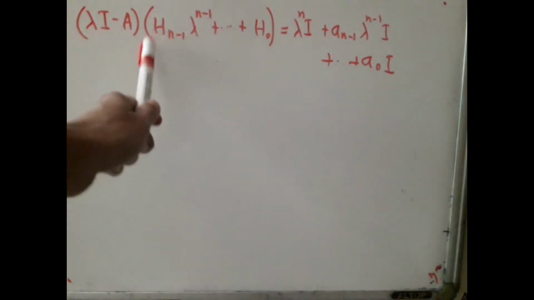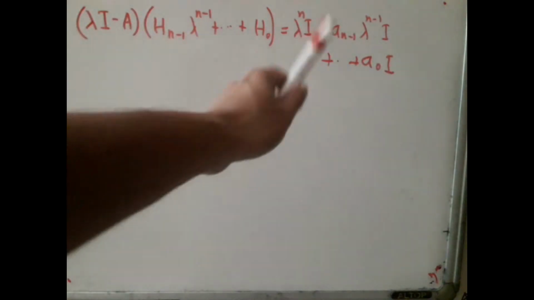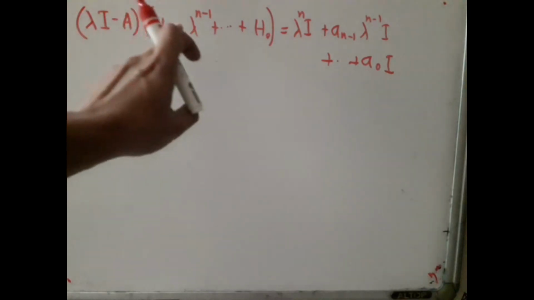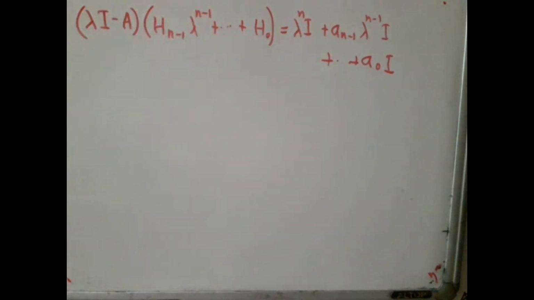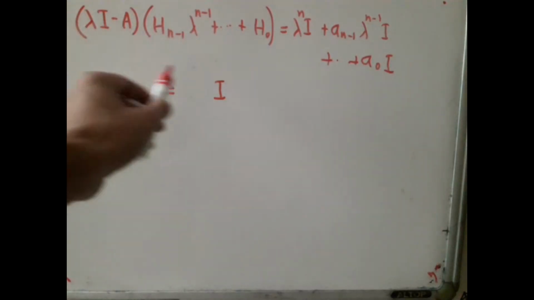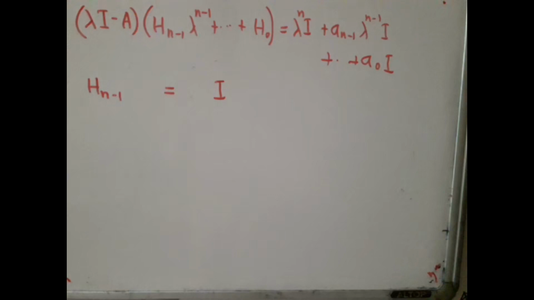Lambda I minus A times the adjugate is equal to the determinant times the identity. I have written both sides as polynomials in lambda, so now I am going to do the multiplication. Let's understand how I get the lambda to the power n term: it is lambda times H_{n-1}, the only way I can get lambda to the power n. So immediately I can say that H_{n-1} must be equal to the identity, by equating coefficients of lambda to the power n.